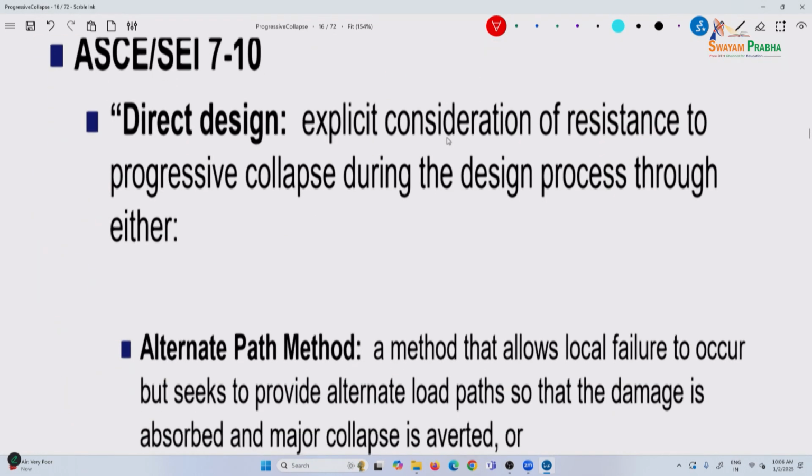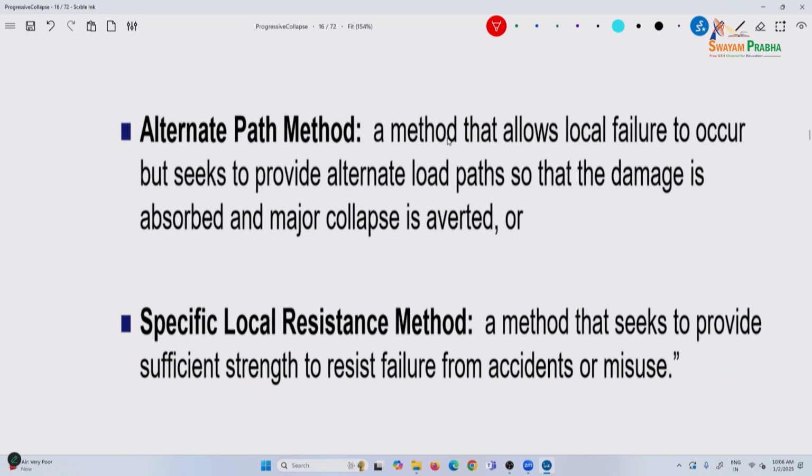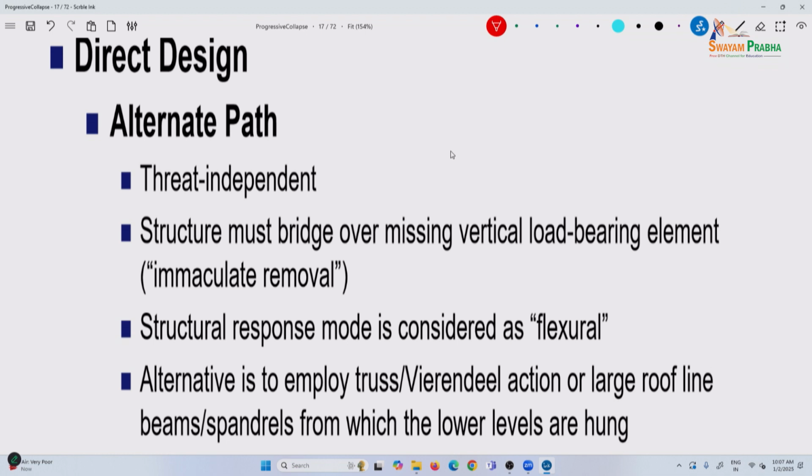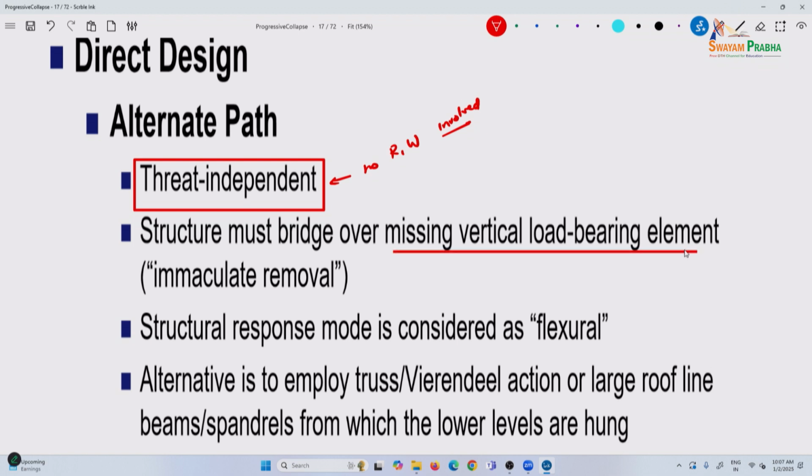Okay, continuing on direct design. Okay, so we've talked about this to provide sufficient strength from accidents or misuse. So we've talked about the SLR and the alternate path method. So the alternate path method is threat independent. So there is no R and W involved in this case. Structure must bridge over a missing vertical load bearing element. When they talk of notional removal, that's the term used.